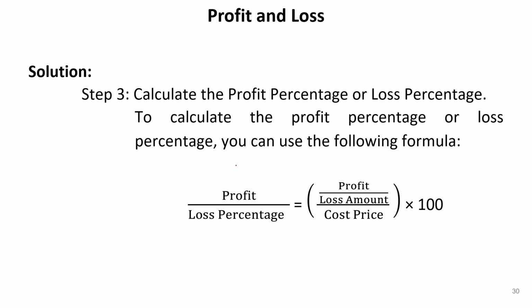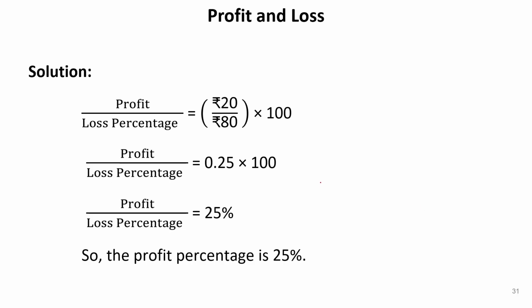So to calculate the profit percentage, profit percentage is equal to what? Profit or loss amount whole by cost price into 100. So it will be what? 20 by 80 into 100 is equal to 0.25 into 100 is equal to 25%. So this is the correct answer. 25% will be the profit percentage.